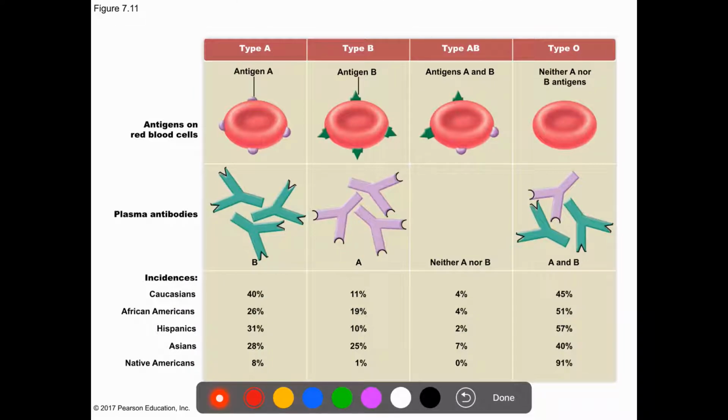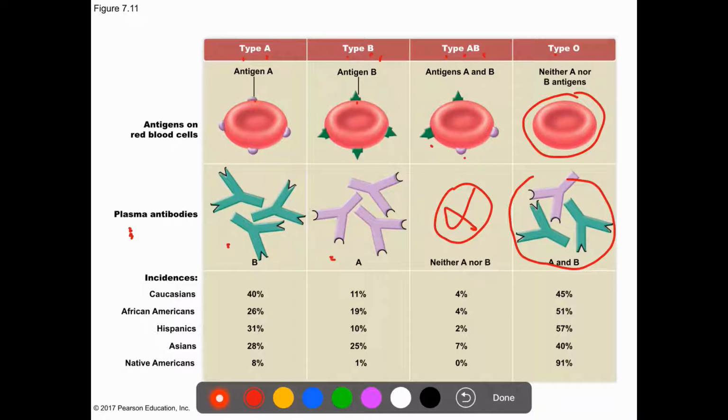So this table summarizes the different types of blood. As you can see, type A has antigen A, type B has antigen B, type AB has both, type O has nothing. Now in the plasma antibodies, we said we are going to have the opposite one. For type A, we have the antibodies B. For type B, we have the antibodies A. For type AB, there are no antibodies, otherwise both would be reacted or attacked. And for type O, since we have no antigens, we will have both antibodies.